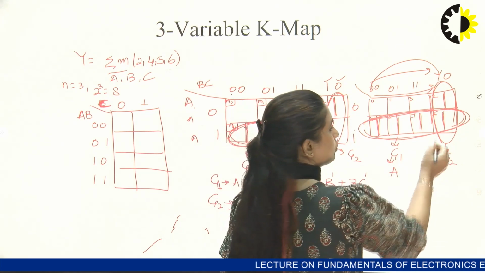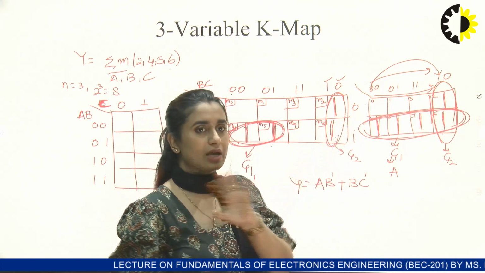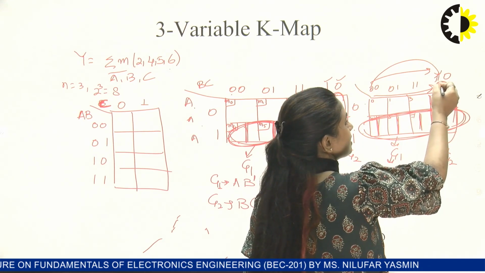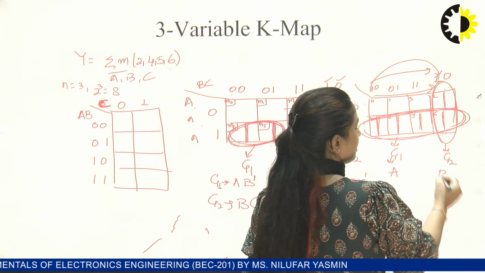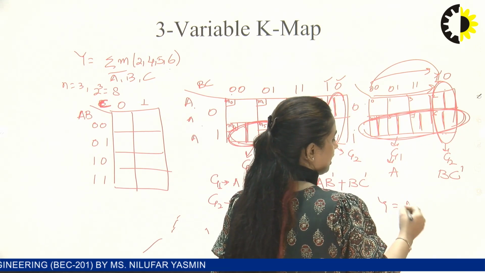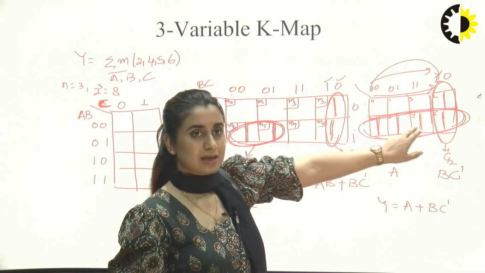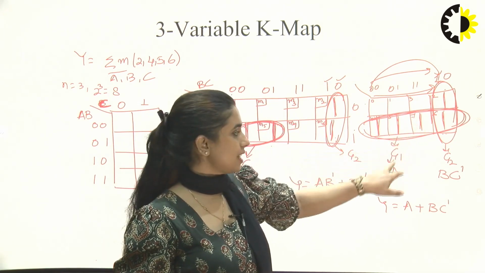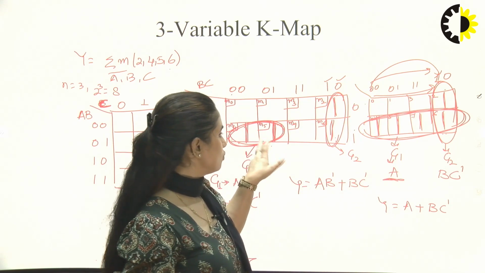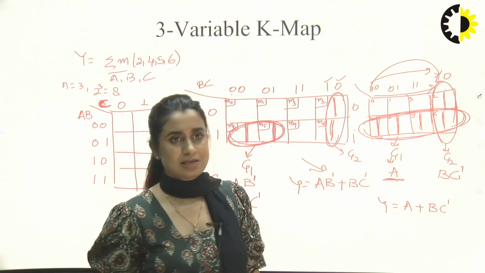And if I talk about group 2, from here to here we see the value of A is changing from 0 to 1, so A is not included. From here to here, B remains the same, which is B, and C remains 0, which is C bar. So the solution would be A plus B C bar. We can see here that a group of 4 ones has fewer variables. A group of 2 ones has 2 variables, while a group of 4 ones has a single variable.